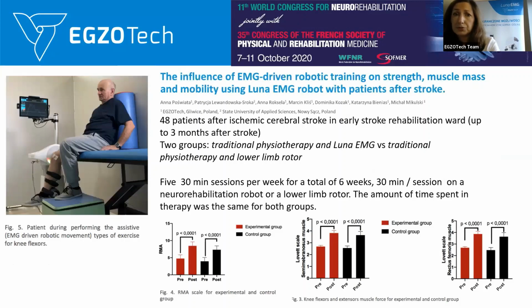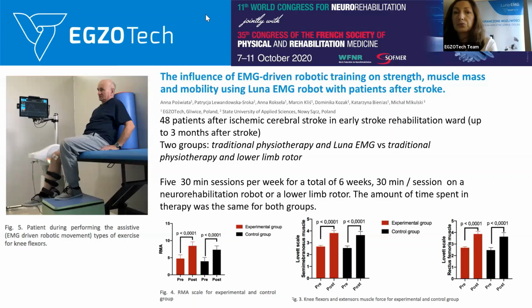Another study, which was also presented at the Congress of the French Society of Physical and Rehabilitation Medicine, is the influence of EMG-driven robotic training on strength, muscle mass, and mobility using the Luna EMG robot with patients after stroke. Here, the group consists of 48 patients after ischemic cerebral stroke in early stroke rehabilitation, so up to 3 months after the incident.